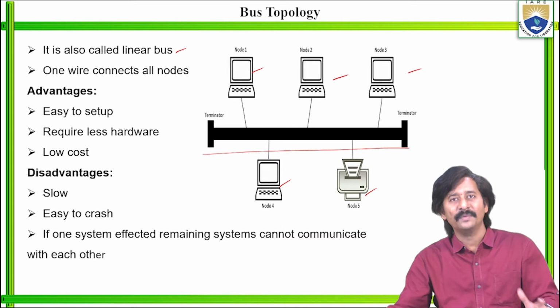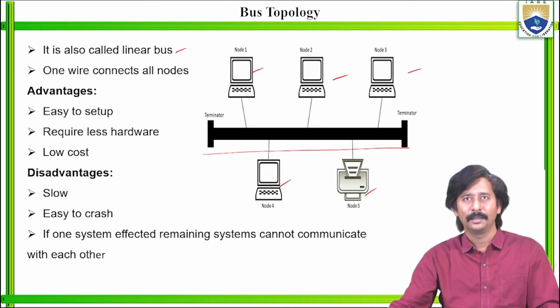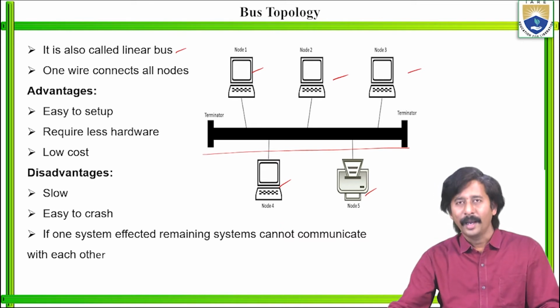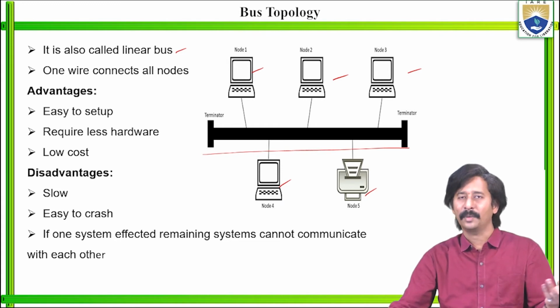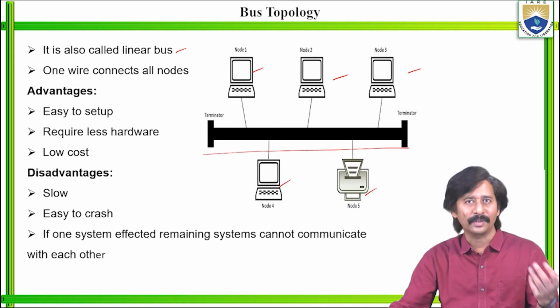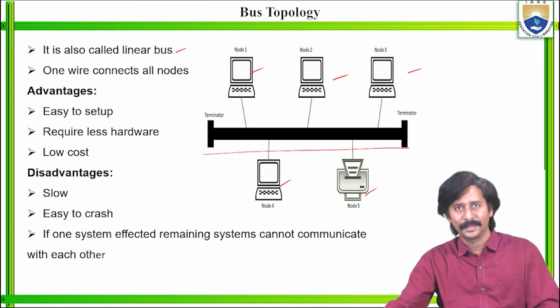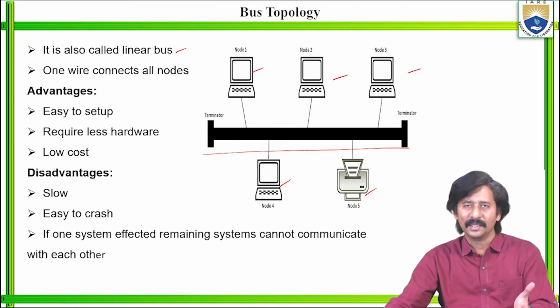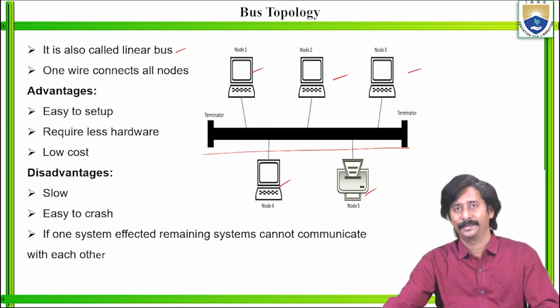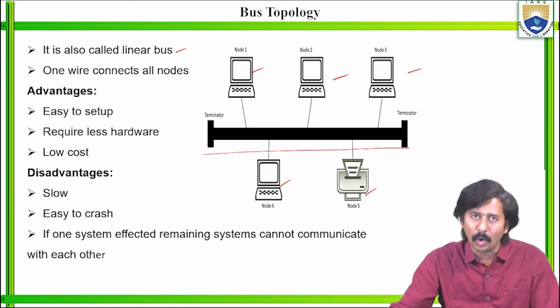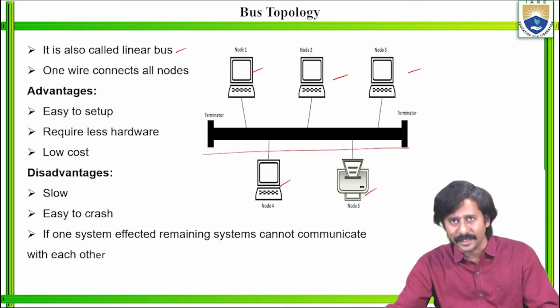Sir, what is the advantage of this particular topology? First of all, it is easy to set up. The setup cost is very low, in the sense that it requires very little hardware, and automatically it is cheaper when compared to the remaining topologies. These are the various advantages of bus topology. Then, what are the drawbacks? What are the disadvantages? The bus topology is slow when compared to the remaining topologies.